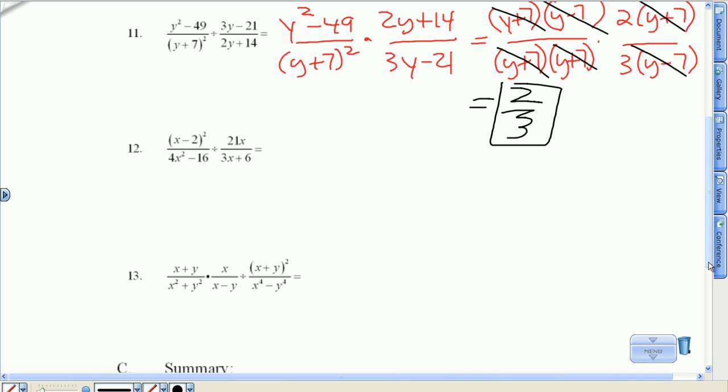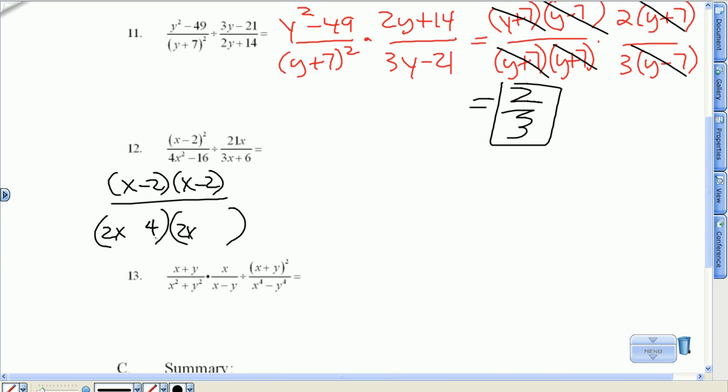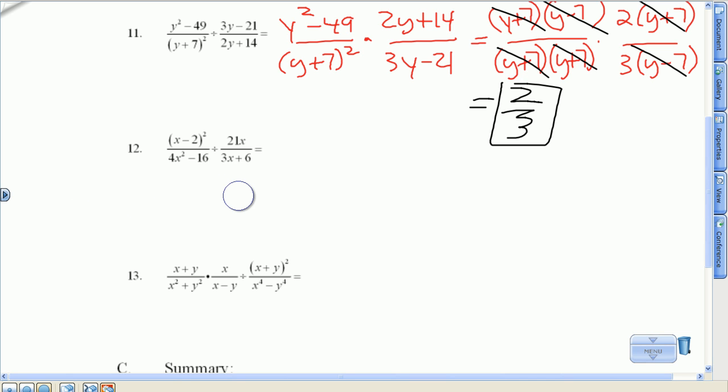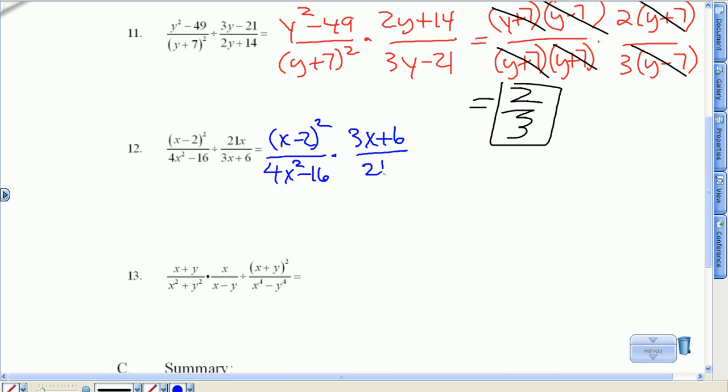Alright, for 12. X minus 2 quantity squared. That's x minus 2 times x minus 2. 4x squared minus 16. 2x and 2x, that's the square root of 4x squared. 4 is the square root of 16. We go plus minus here. And if you take a look, I actually made a bit of a mistake. Remember, the first thing you're supposed to look at is a reciprocal. That's not the only problem here, but we'll do that first. So we flip over that second fraction.